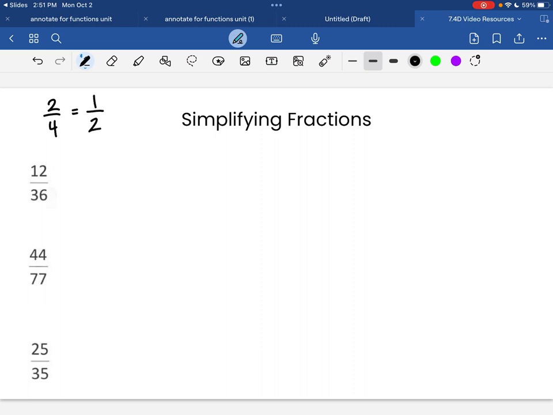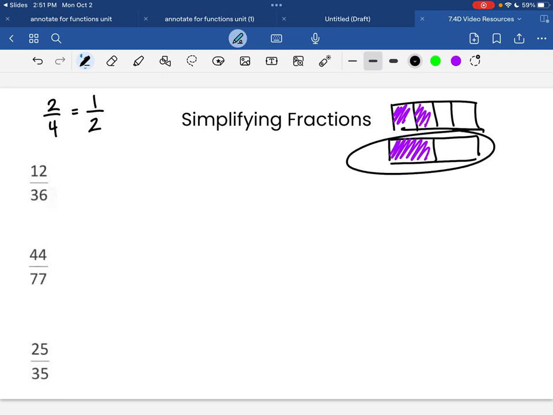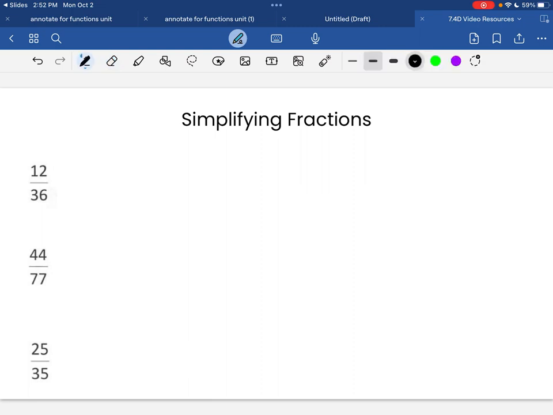If I drew a strip diagram, I could show that I have 2/4, which is the same as saying I have 1/2. So both of these represent the same value, but one is in a simpler form. So that's all that we're trying to do here when we're looking at 12/36, 44/77, and 25/35.